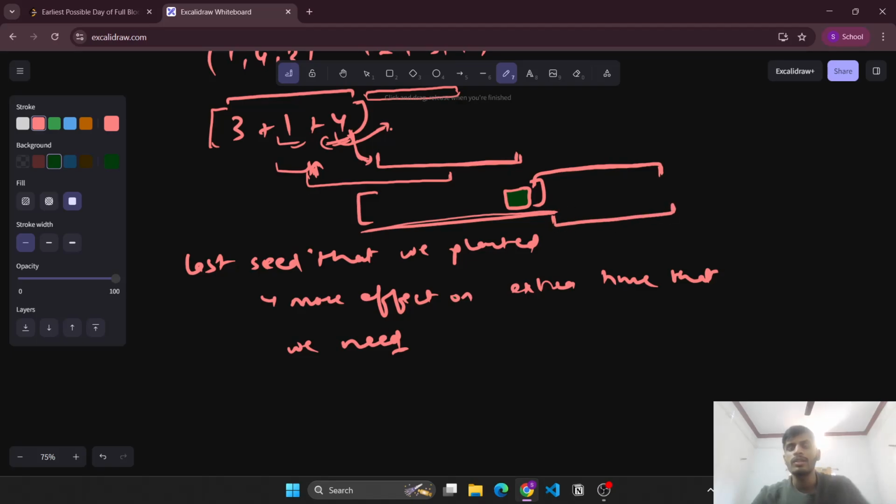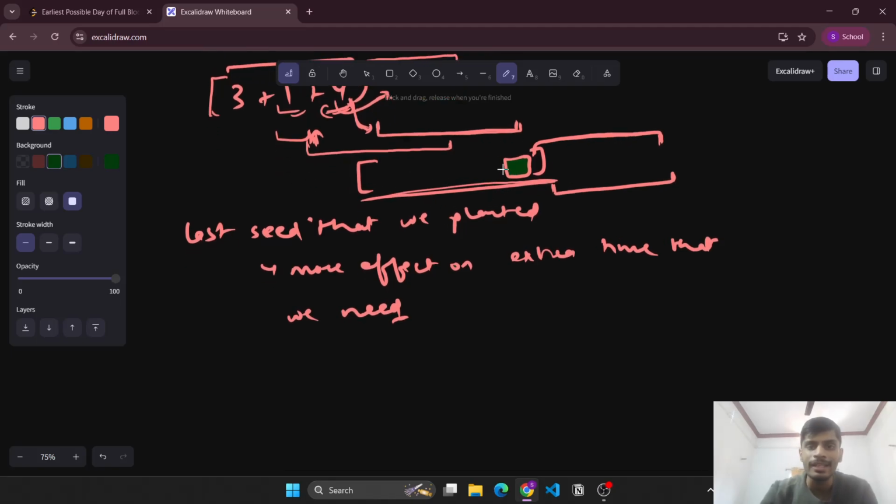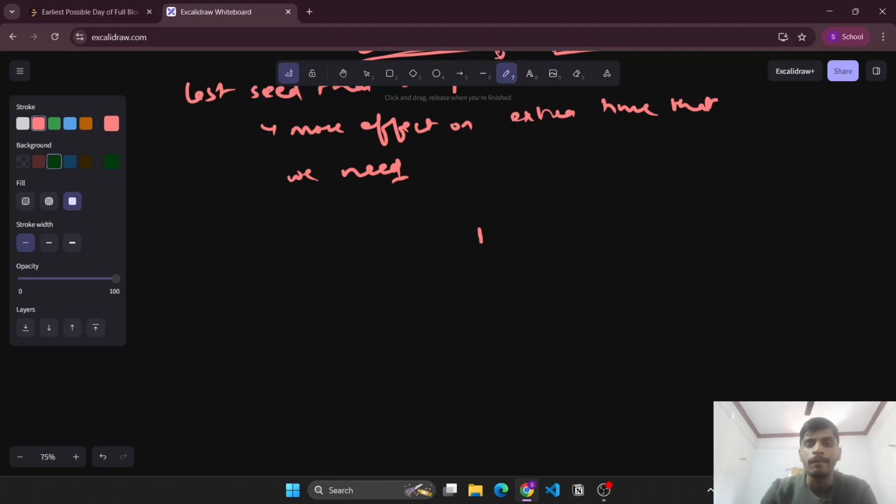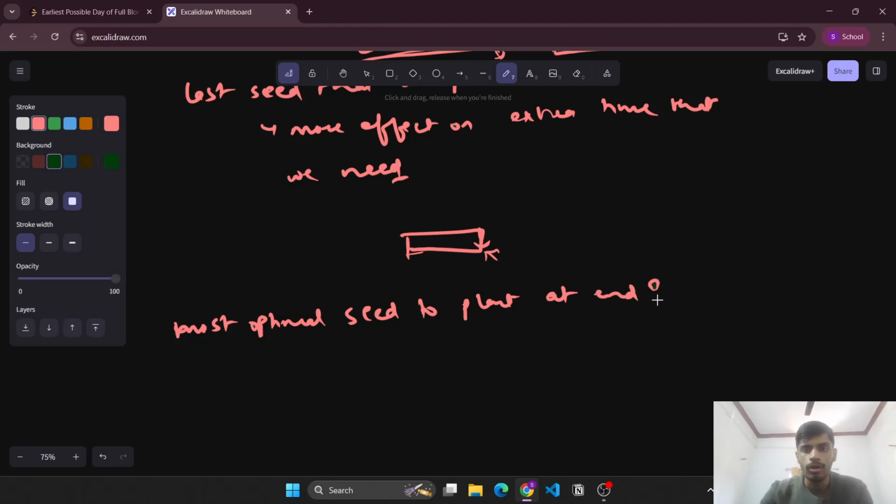Now we can plant any seed at this last value, because its end is fixed. So what will be the most optimal seed to plant at the end? Obviously, what do we want? We want to reduce the extra growing time that is here as much as possible. So the last plant that we plant should have a grow time as small as possible.